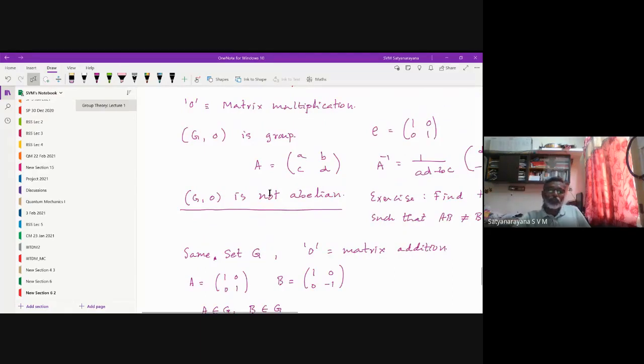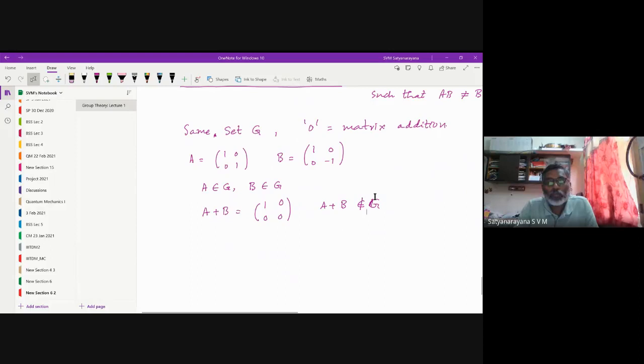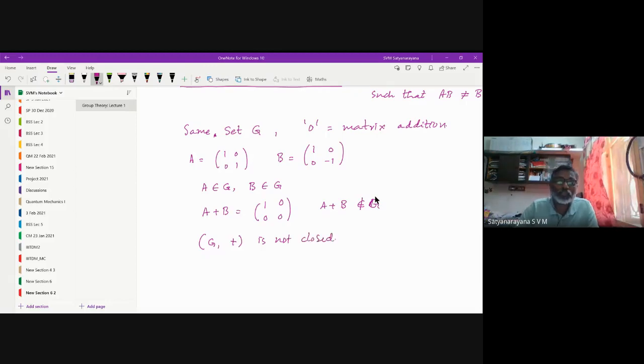Follow? So you have to look at all the properties with a given set and a given binary operation. If you change the binary operation, you have to check everything again. So if you take this G with matrix addition, it's not closed, and hence we cannot call it a group.